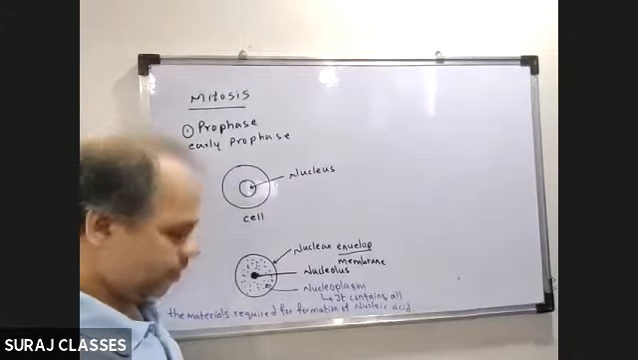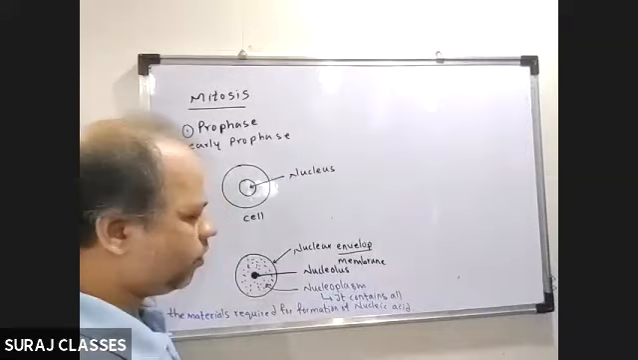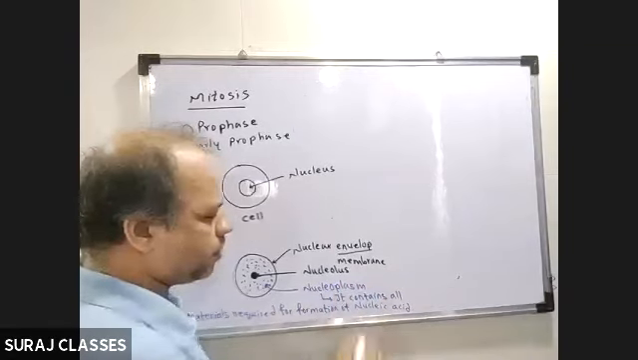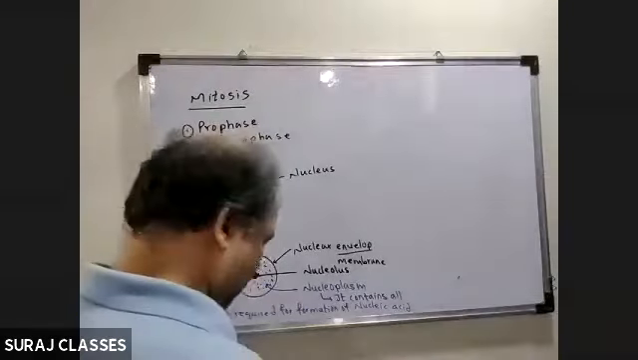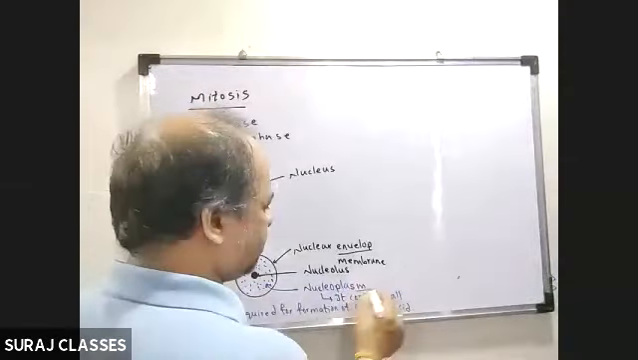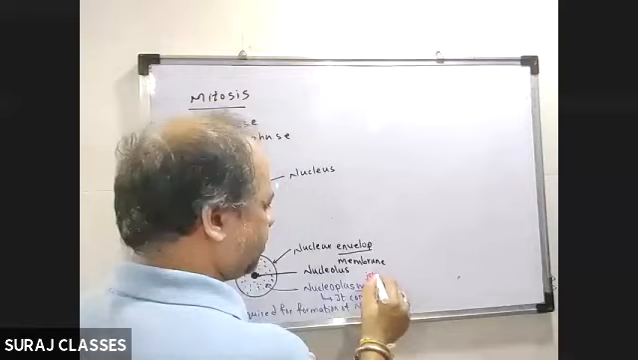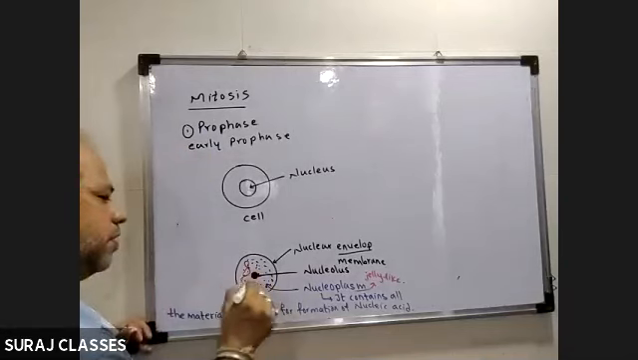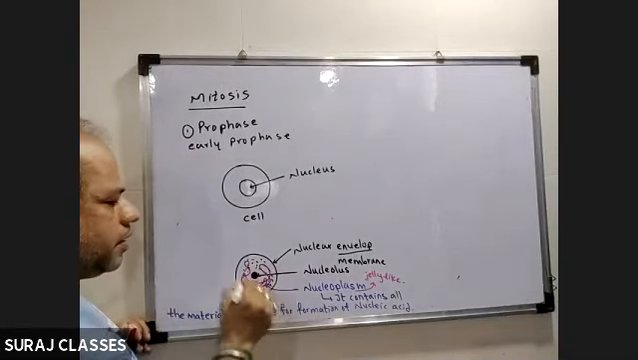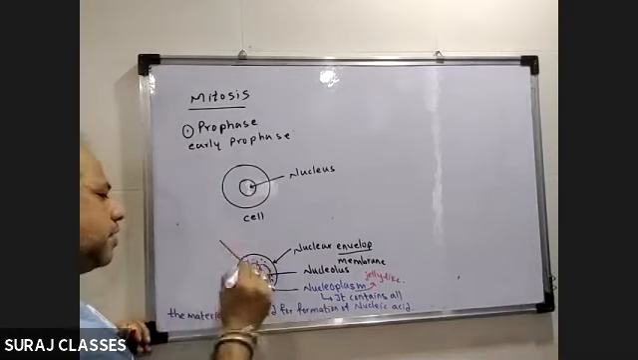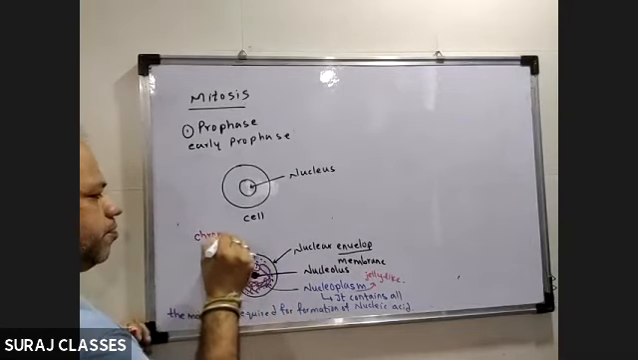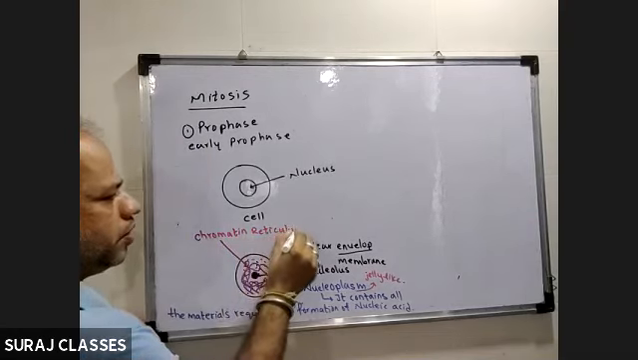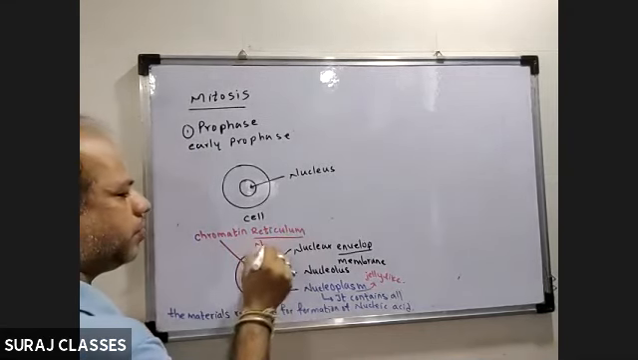Now, let us study the nucleoplasm. What is actually nucleoplasm? It is a jelly-like material. In the nucleoplasm there are thread-like structures moving around, and these thread-like structures are called chromatin reticulum, or chromatin network.